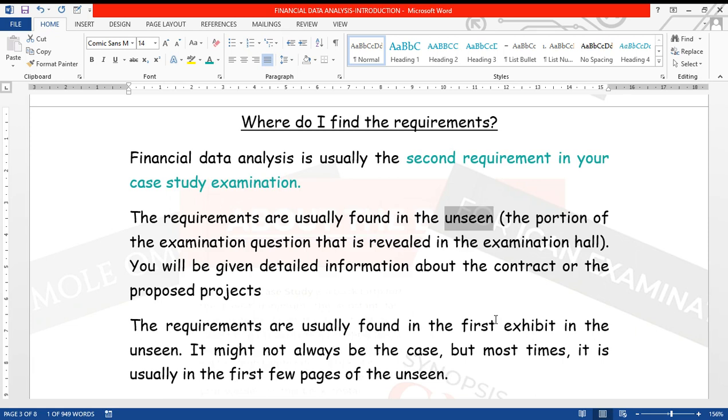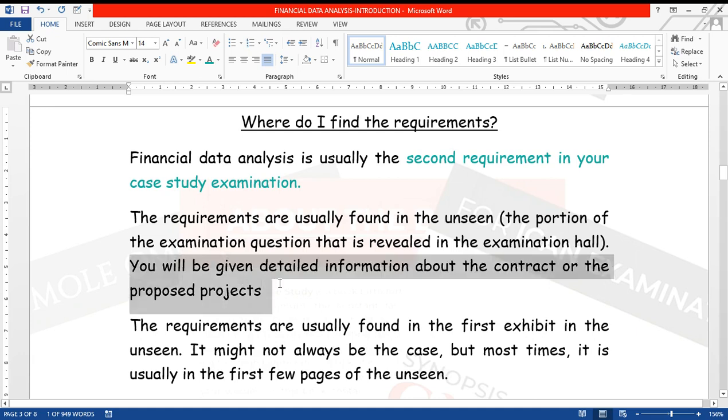That is the part that will be given to you in the examination hall. You'll be given detailed information about the contract, or the proposed project, or whatever the company is trying to consider. They will detail every piece of information. So you don't need to worry about how to get information, whether you start formulating data by yourself or gathering it. No, you don't need to do that. Don't worry. Everything will be given to you in the examination question.